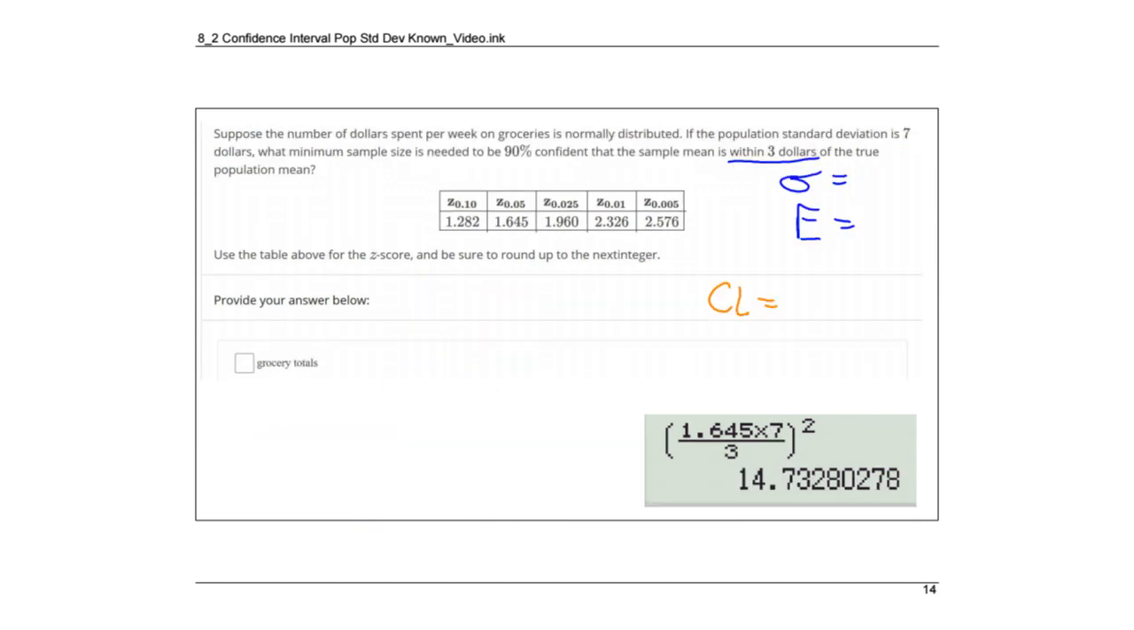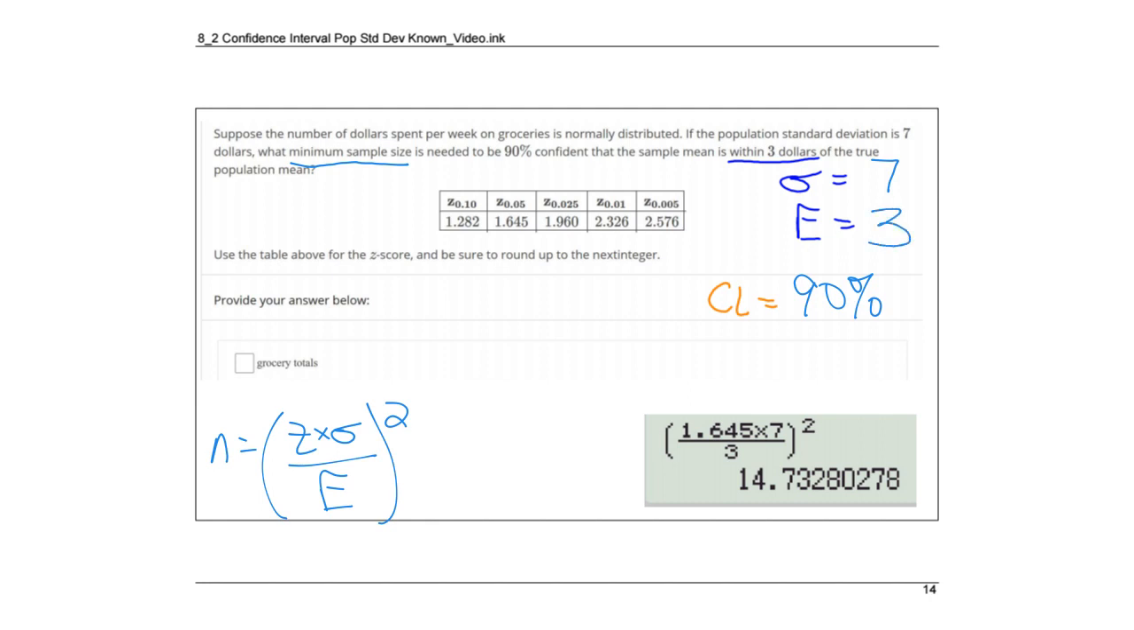All right, let's try another one. Suppose the number of dollars spent per week on groceries is normally distributed. The population standard deviation is $7. That's sigma. What minimum sample size? So again, we know we're going to have to use that formula, with the square on the outside. We want to be 90% confident. And we want the sample mean to be within $3 of the true population mean. So within 3 means that that is the margin of error.